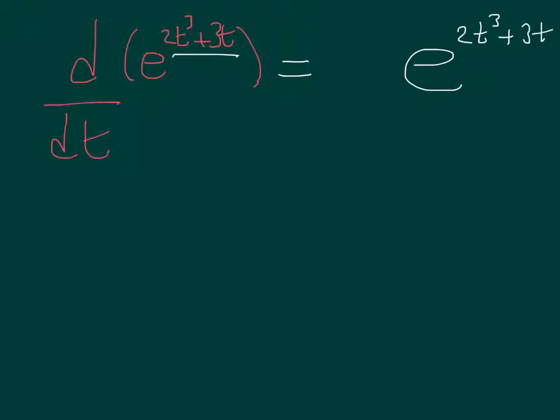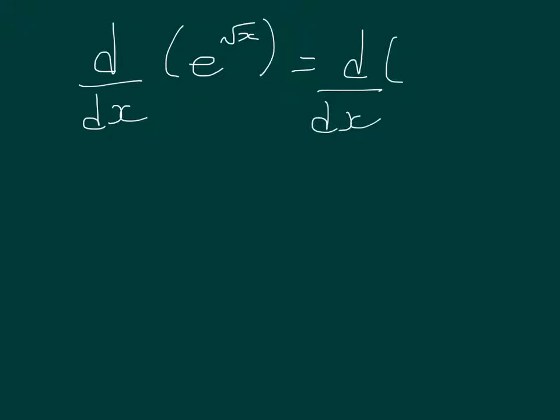But now I need to multiply by this part here, differentiated. So that gives me 2t cubed becomes 6t squared. 3t differentiated becomes plus 3. And I just need a little bracket there so that everything is being multiplied by the e. And I have differentiated using the chain rule.